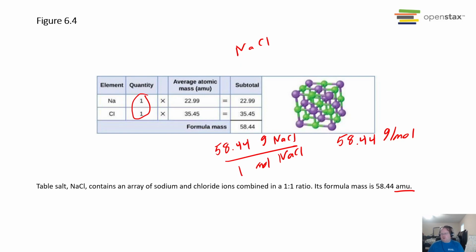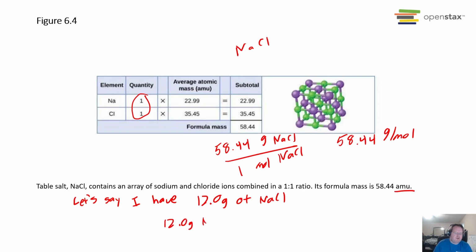Now, let me go over one more thing of how this could be useful. We did conversions back during the chapter on atoms, where you convert between grams and moles, moles and grams. You can do the same idea here. So let's say I have 12.0 grams of NaCl. A question comes up: how many moles is that, Dr. Leslie? We can use dimensional analysis. So 12.0 grams of NaCl, and what we know is its molar mass is 58.44 grams of NaCl per 1 mole of NaCl.